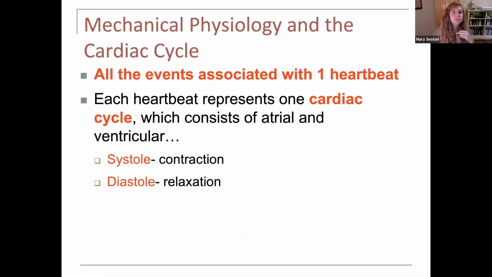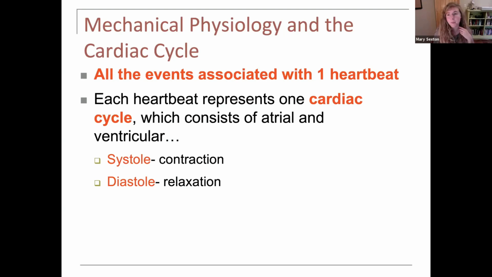All right, so mechanical physiology of the heart and the cardiac cycle, that 0.8 seconds, everything that happens within that lub dub, is what we're going to start talking about. So all of the events associated with one heartbeat is considered our cardiac cycle. So each heartbeat represents one cardiac cycle, which consists of atrial and ventricular contraction and relaxation.